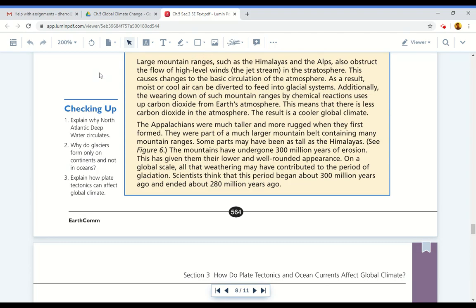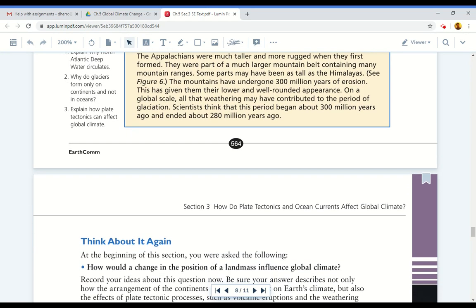Large mountain ranges, such as the Himalayas and the Alps, also obstruct the flow of high-level winds in the stratosphere. This causes changes to the basic circulation of the atmosphere. As a result, moist or cool air can be diverted to feed into glacial systems. Additionally, the wearing down of such mountain ranges by chemical reactions uses up carbon dioxide from Earth's atmosphere. This means that there is less carbon dioxide in the atmosphere. The result is a cooler global climate.